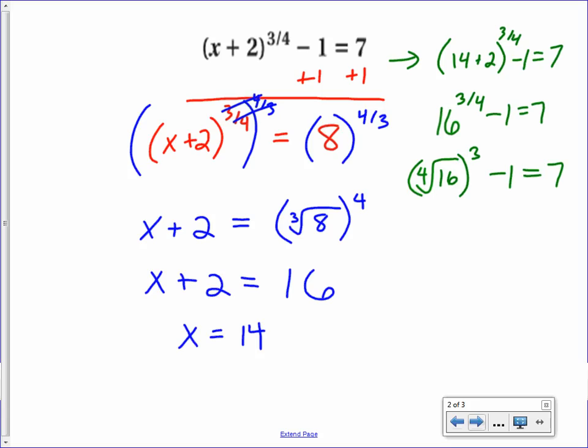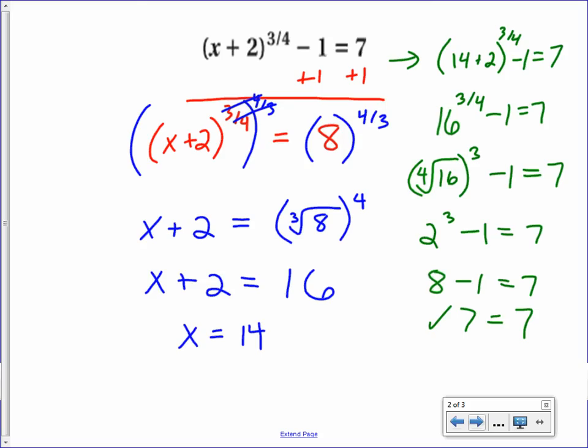4th root of 16. Well, what number times itself 4 times gives 16? That's going to be a 2. So we have a 2 inside, a 3rd power. 2 to the 3rd power is 8. And 8 minus 1 is 7. Okay, so this one worked.